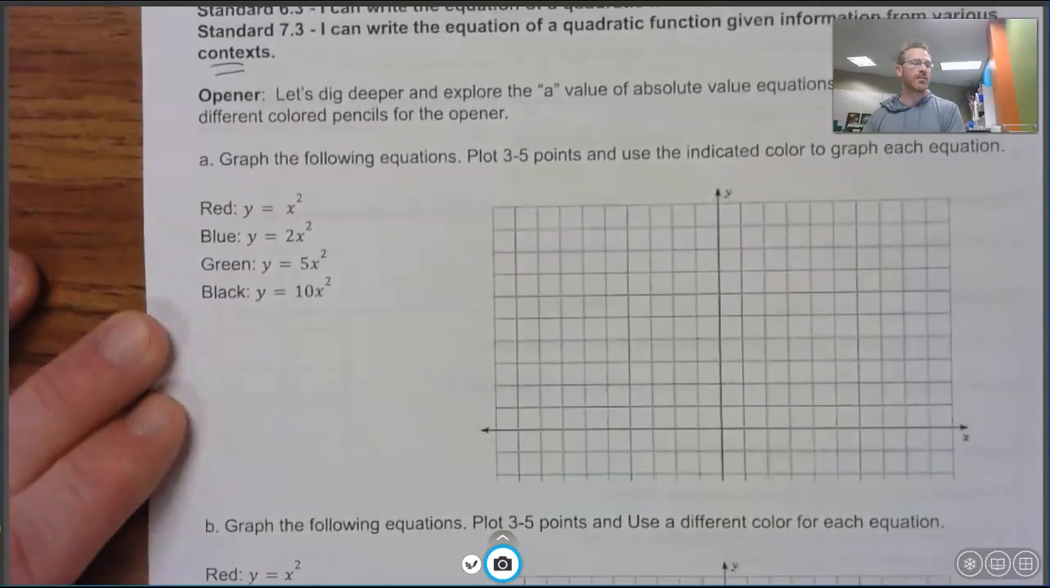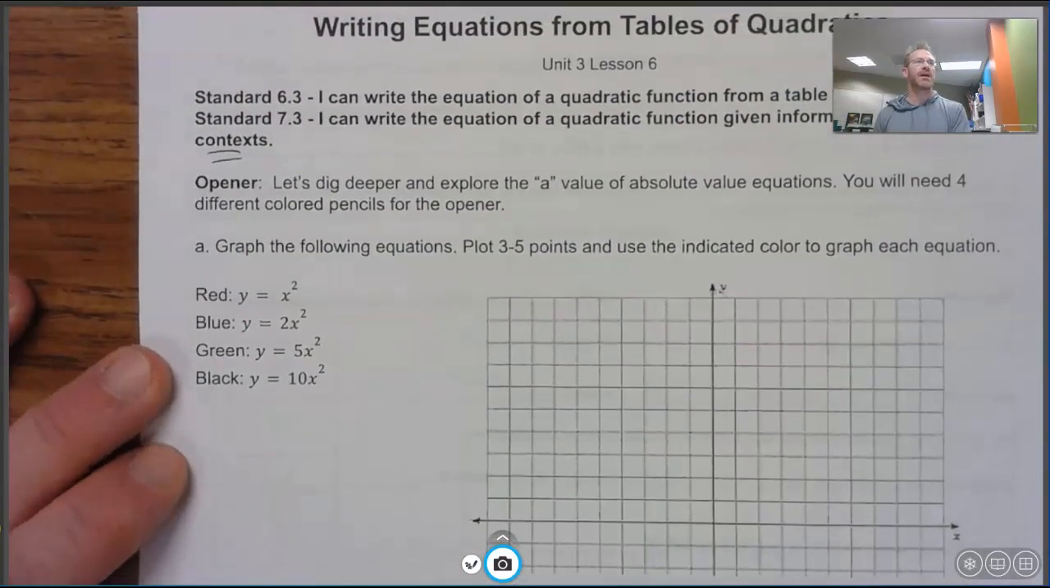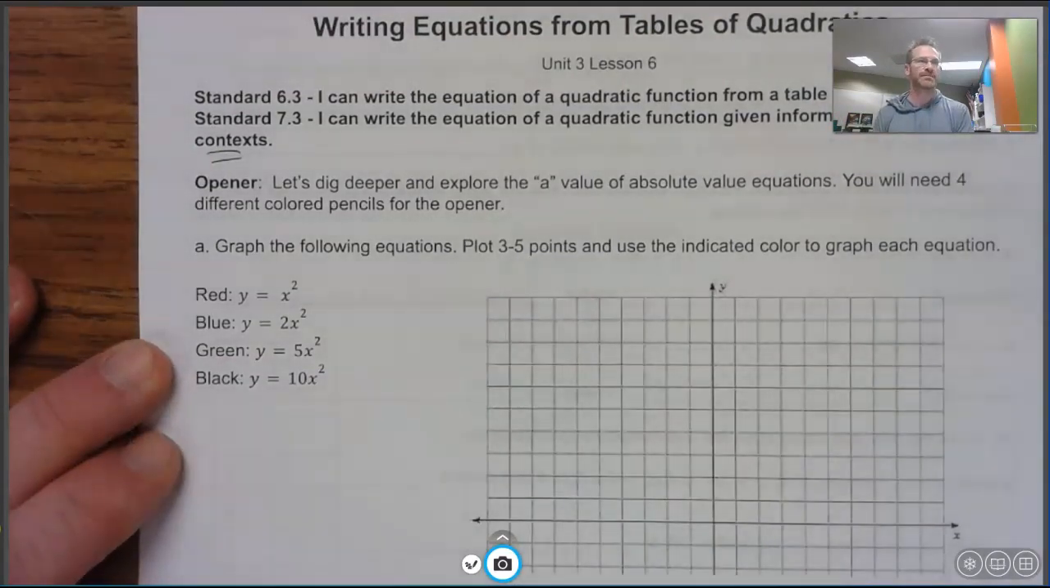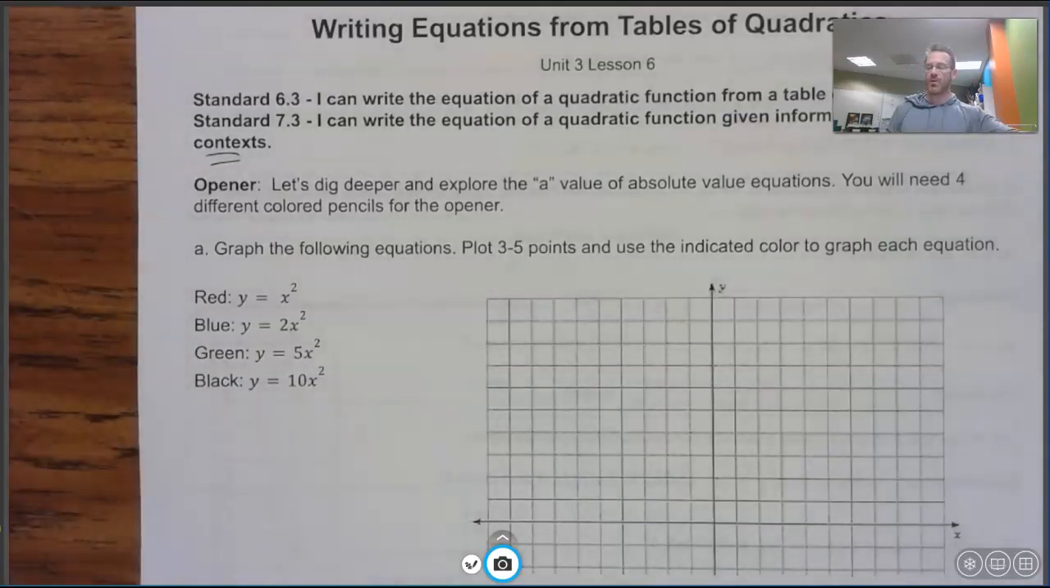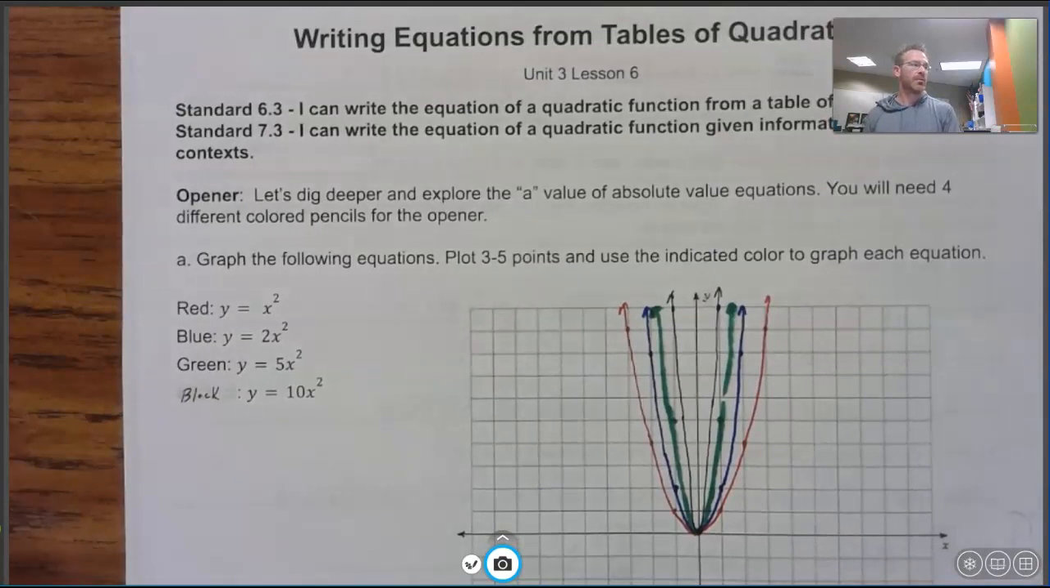So pause the video. Do this opener and let's see if what you know about A values from absolute values transfers to our quadratic function. So here we go. Once again, here are the colors: red, blue, black, and green.